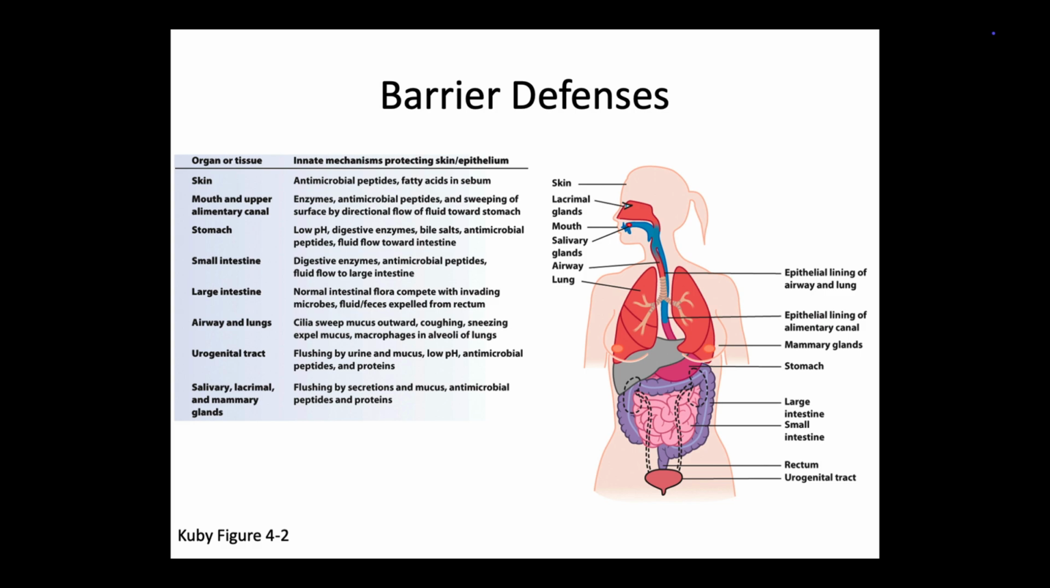We can also think about things like the fact that your stomach has acid in it, so that if you ingest something, the acid might kill it. Or the fact that your lungs have cilia that are beating like this, trying to expel things. So you can see there are things in the skin, in the GI tract, throughout the alimentary canal, in the airway and lungs, in the urogenital tract, in the salivary and lacrimal glands, which are tear ducts. All of those things are basically barriers trying to keep the microbes out.